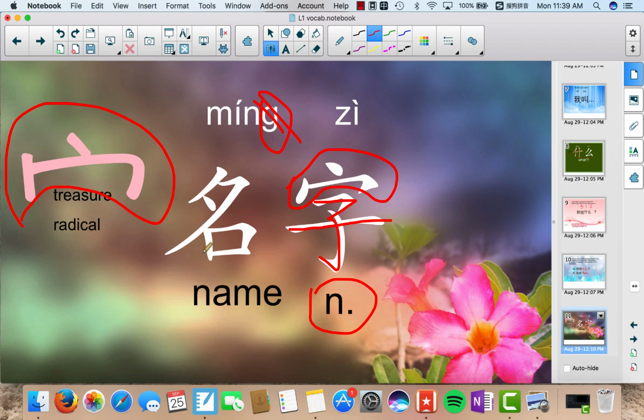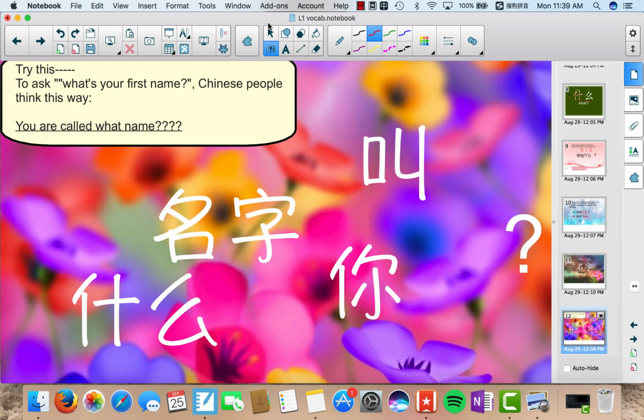So look at character 名. Imagine this is a name card you give to people. People are like, wait, it's mouth. I understand. But you're going to give yourself some imagination to help you memorize the characters, right? Imagine this is the name card you give to people. Your name is a treasure. So this is the word name. 名字. Okay. So to ask what's your name, Chinese people say you are called what name.